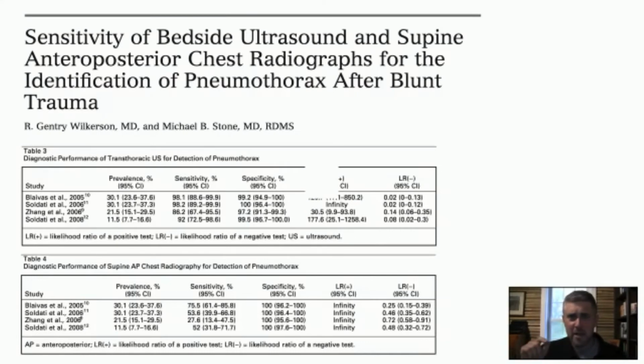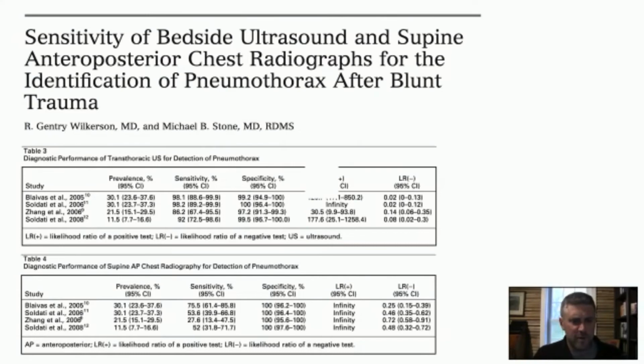So it may take a few points off the specificity side, but really, if you see lung sliding, there's no pneumo at that spot. And if you see, I said that backwards. If you see lung sliding, there's no pneumo at that spot. And if you don't see lung sliding, it's probably a pneumo, right?